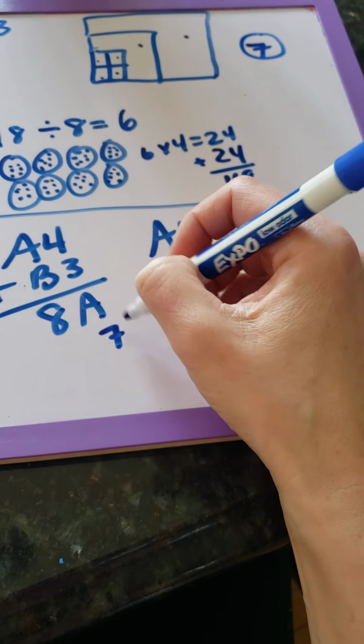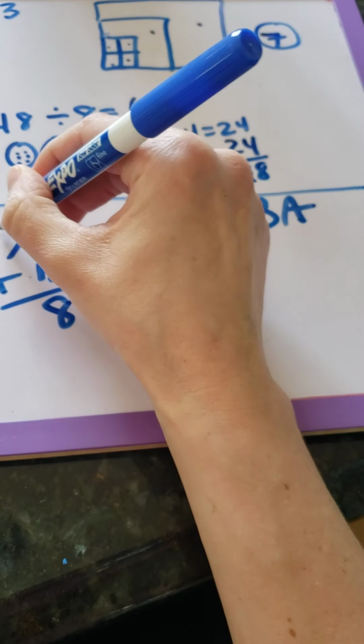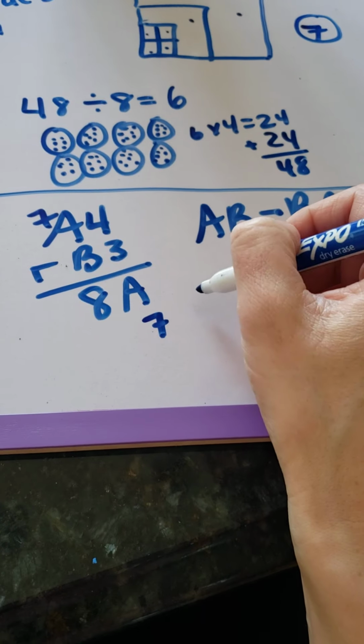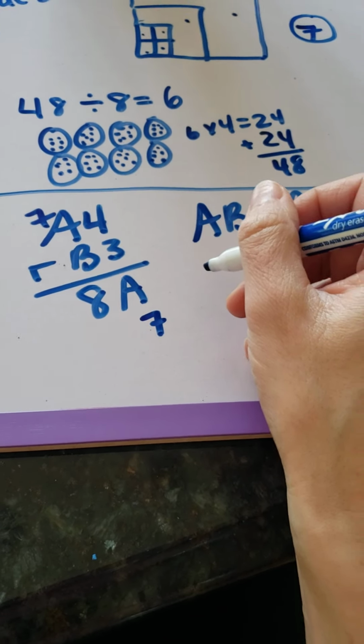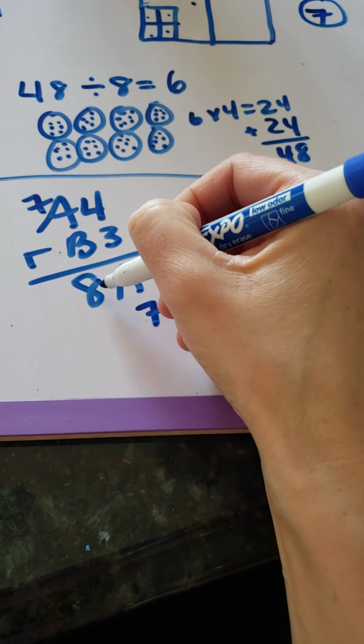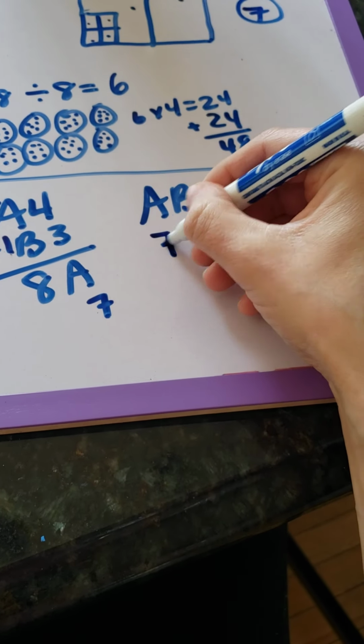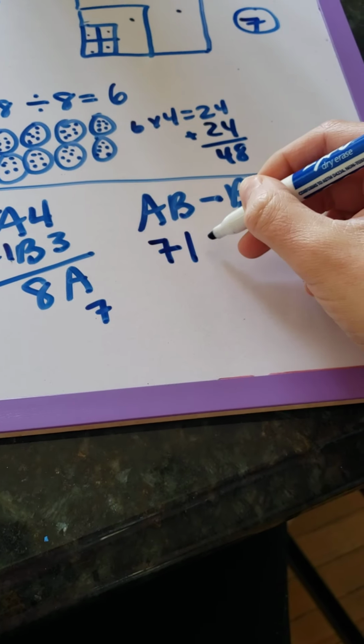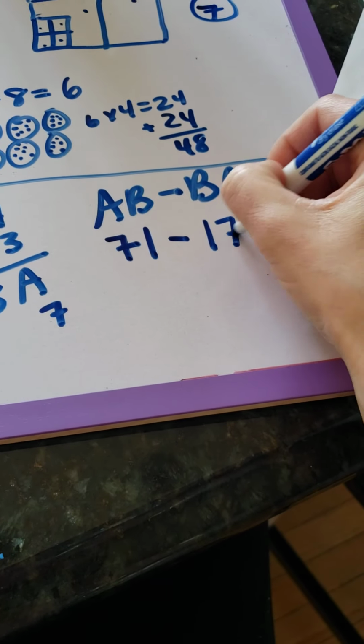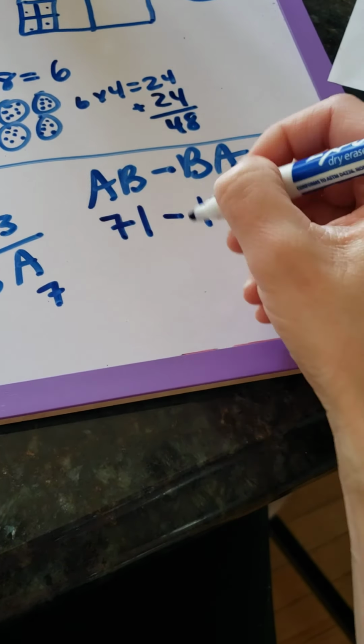Good job. And if A is 7 there, A is going to be 7 up at the top of the tens column too. 7 plus what makes 8? 7 plus 1 makes 8. So that means A is 7 and B is 1. So 71 minus 17 is what I'm going to do last.